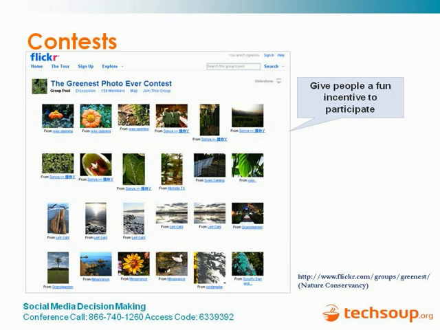You want to be careful about what you say. If you want to use these pictures and get rights to them, you need to make sure that you are asking or telling people, like, the terms of the contest, for instance, are that you give us rights to them.